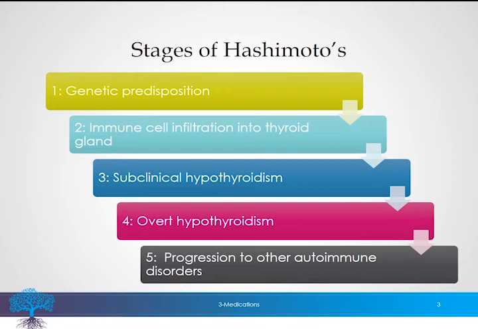In the second stage of Hashimoto's, we're going to see that the immune system has started to recognize the thyroid gland as a foreign invader, and at this stage, immune cells start collecting within the thyroid gland. We're going to see an elevation in thyroid antibodies, potentially symptoms, and the beginning stages of damage to the thyroid gland. However, thyroid hormones may still be normal. Most doctors will not recommend thyroid hormones.